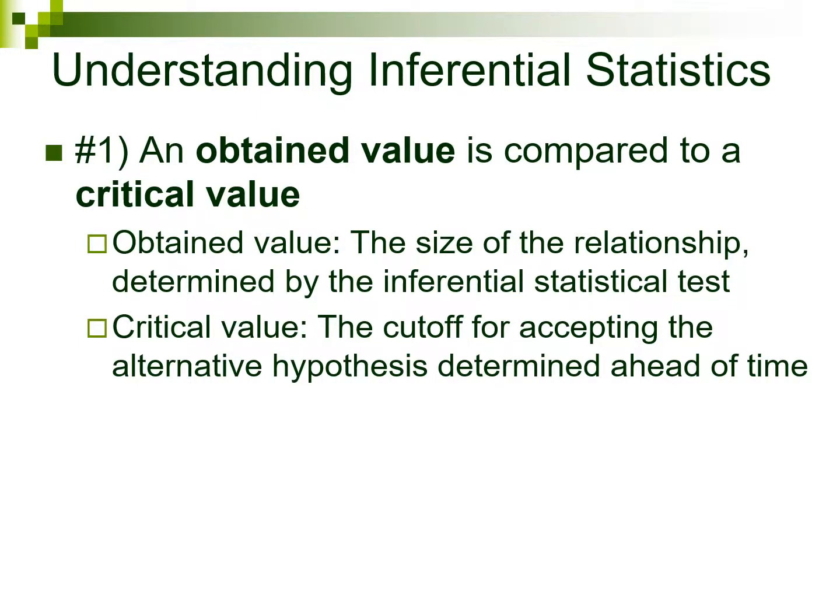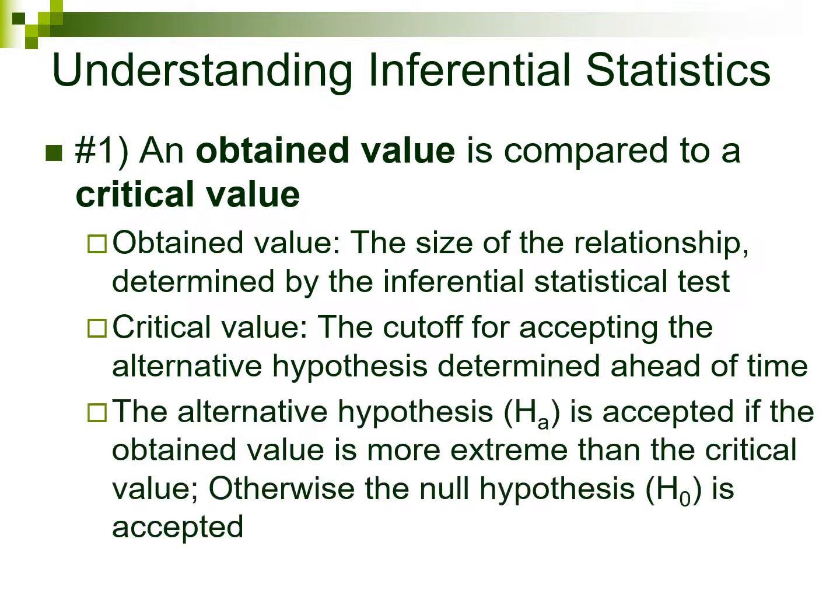How do we know then whether to accept the alternative or the null hypothesis? Well, the alternative hypothesis is accepted if the obtained value is more extreme than the critical value. Otherwise, the null hypothesis is accepted. Over the next couple of weeks, you'll see what I mean by more extreme. But for our purposes today, it's probably good enough just to use the word larger instead. So it's pretty simple. The alternative hypothesis is accepted if the obtained value is larger than the critical value. Otherwise, the null hypothesis is accepted.